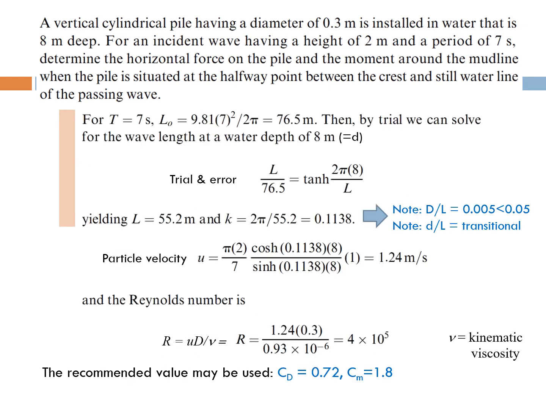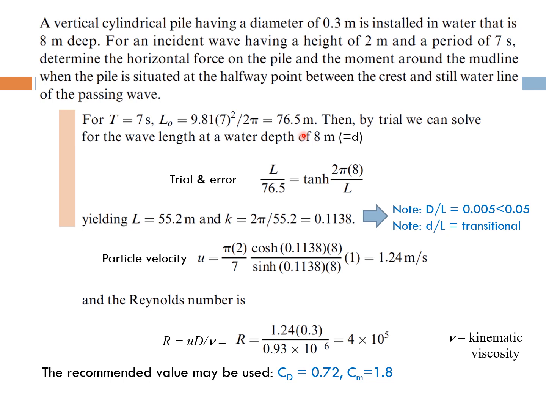In order to solve this problem, we know that we're going to need to apply the equations derived for the total force and total moment on a vertical pile. In order to do that, first we're going to determine the values of some of these variables. We proceed by first using the wave period T in order to derive the deep water wavelength.